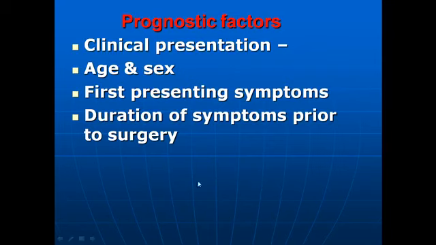Another important issue is the age and sex of the patient. First, the presenting symptoms are very important, that is the clinical presentation, whether the patient presents with obstruction or not. And again, the duration of the symptoms prior to the surgery is very important, because we know that 6 months is required to involve one quarter of the length of the lumen of the colon.